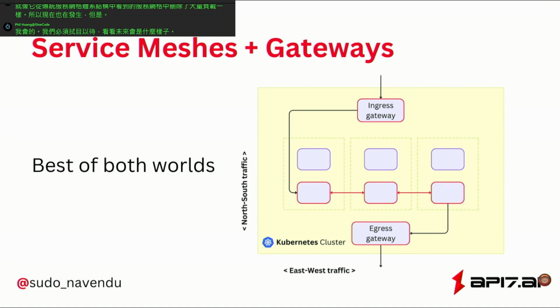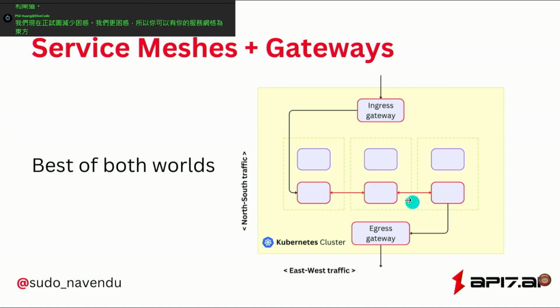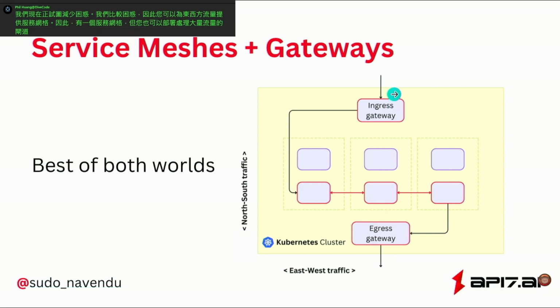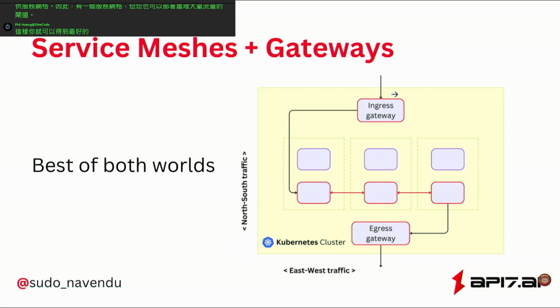So now, adding to the confusion, you can also do something like this. You can combine service mesh and gateways. We are trying to be less confused, now we are more confused. So you can have your service mesh for east-west traffic. The red ones are service mesh. But you can also deploy gateways that handle north-south traffic as well. So you can get the best of both worlds.